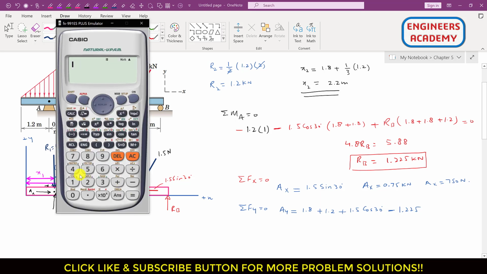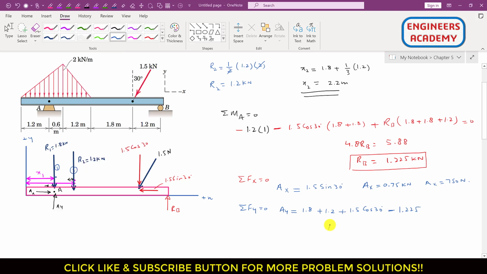So this is 1.8 plus 1.2 plus 1.5 cos of 30 minus 1.225. So this is equal to 3.07 kilonewtons. So AY equals 3.07 kilonewtons.